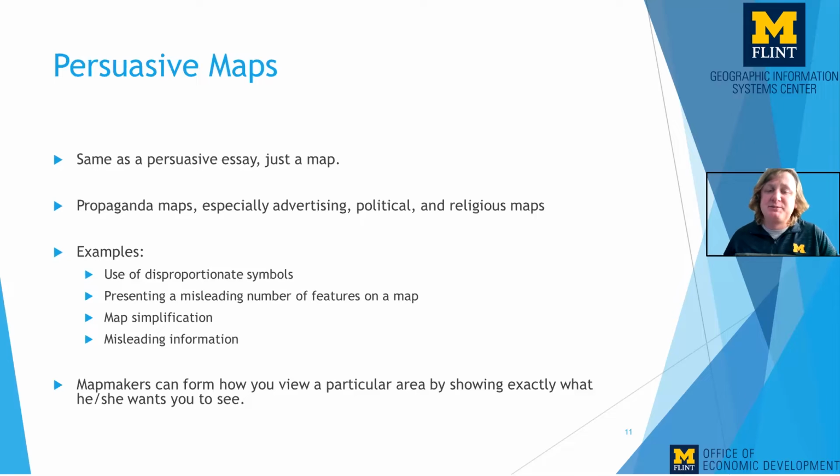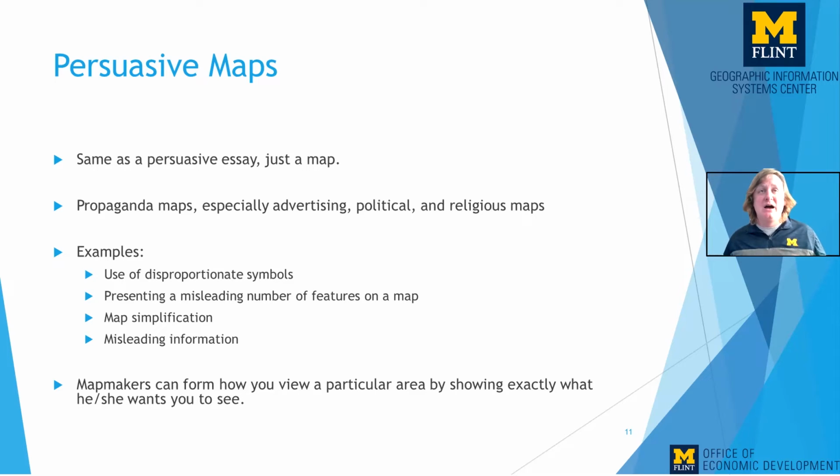And then the last type of map is persuasive. Now, these could be a reference map or it could be a thematic map, but persuasive maps are the exact same as a persuasive essay. They can be used in advertising, political agendas, religious agendas, by using different types of symbols, different types of simplification, or just in general misleading information.